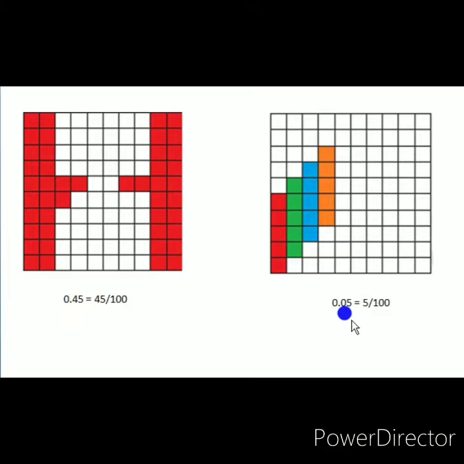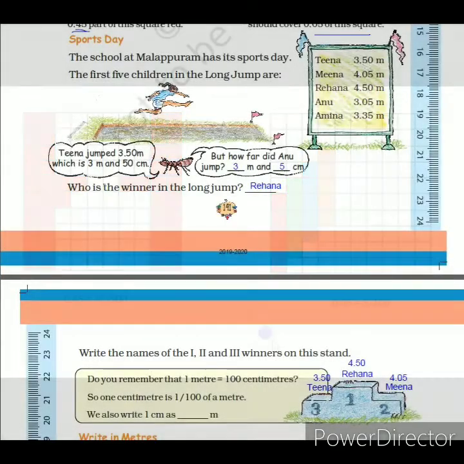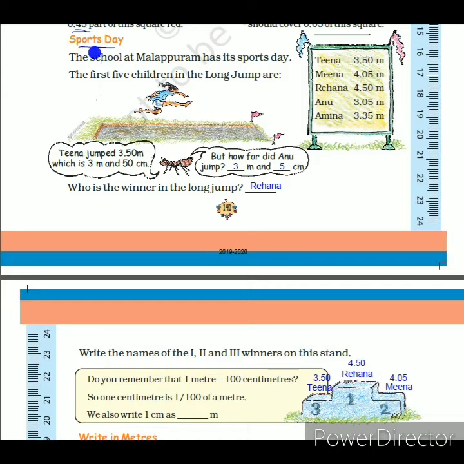These are the fraction form and decimal form of this design. Now we will move to the next topic of this page. Our next topic in this page is Sports Day. The school at Malappuram has its Sports Day.